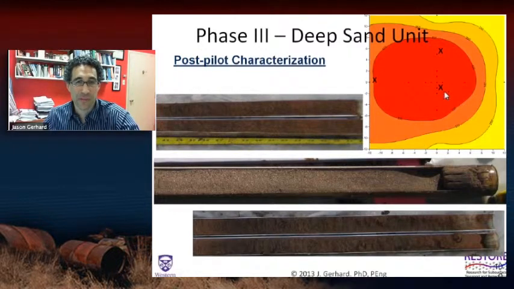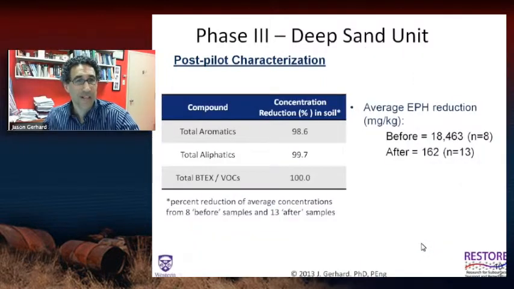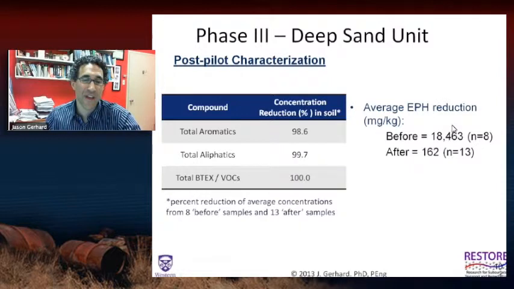And here's another one from very close into the combustion zone. Very, very clean treated soils. And in terms of soil concentration, we're getting about 18,500 milligrams per kilogram before and about 160 milligrams per kilogram afterwards. And so it's about a 99-ish% reduction in concentration. So very, very encouraging results.